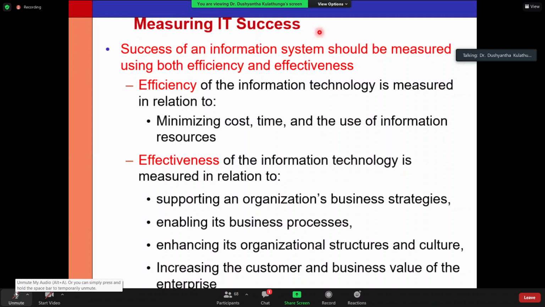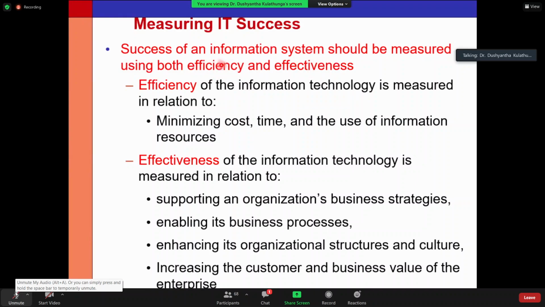Measuring IT success. So how can we measure the success of information systems or information technology that we utilize within organizations? Now, the first point says success of an information system should be measured using both efficiency and effectiveness. Whether the information system or IT that we utilize is successful should be determined based on two measurements, efficiency and effectiveness.